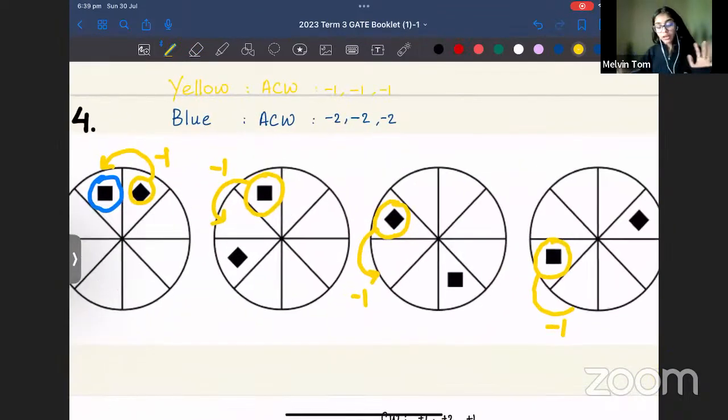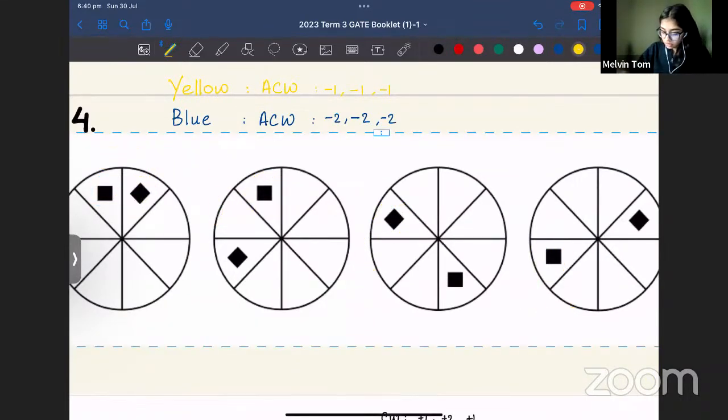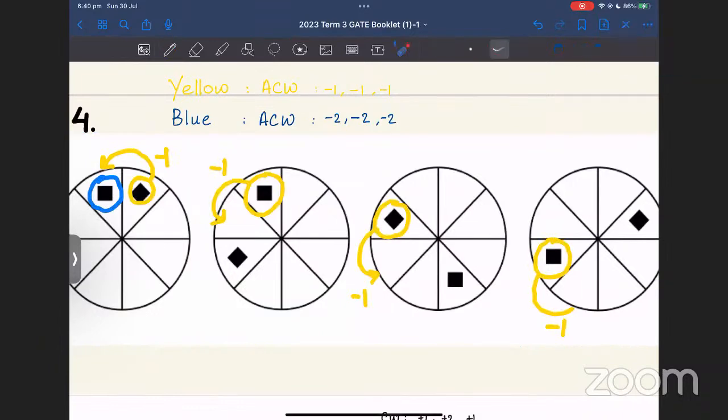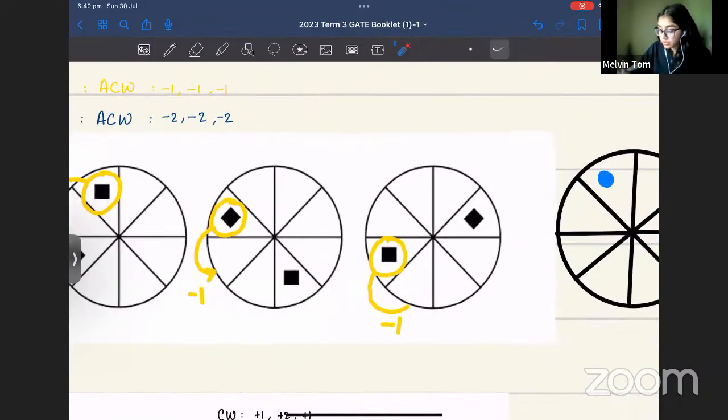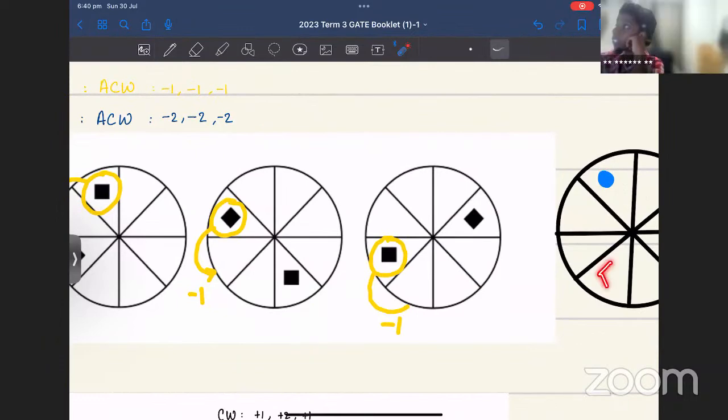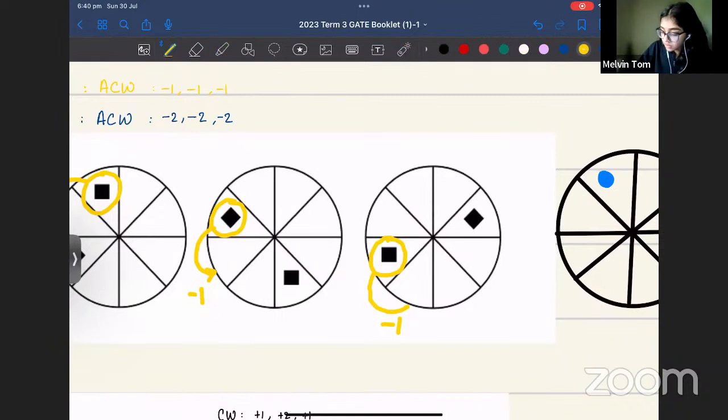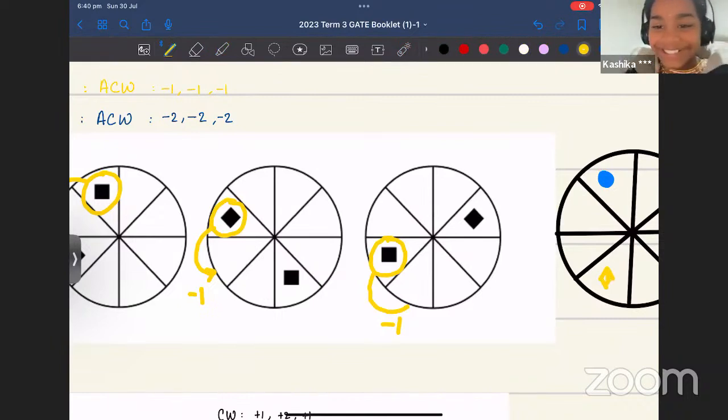Okay. If you look at the yellow circles, do you see that there's a diamond and there's a square? Yes, there's a diamond, there's a square, there's a diamond, there's a square. So that's diamond, square, and the next one will obviously be diamond.